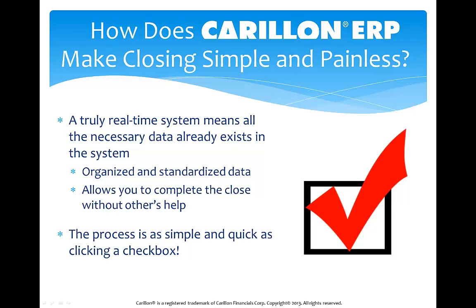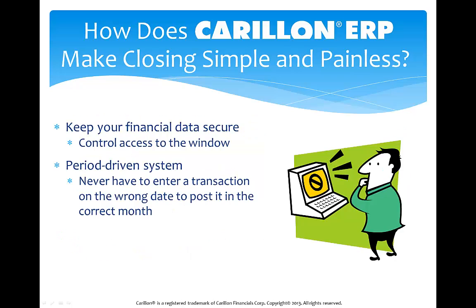Moreover, there is no need to go through numerous people within or outside of your company to gather the information you need. Unlike most systems, which are date-driven systems, Carillon ERP is a period-driven system. In date-driven systems, you occasionally have to enter the incorrect date to post the transaction to the correct month. For example, you might get a vendor invoice dated November 1st for services or products received in October. With a date-driven system, you may have to enter an invoice with a date of October 31st rather than November 1st.